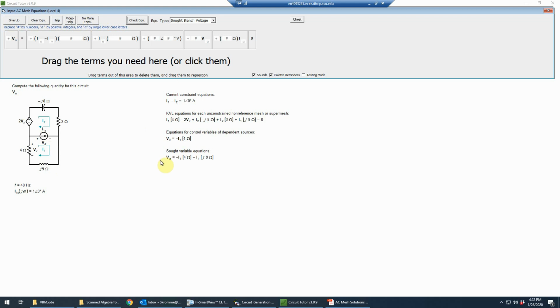And we can always check to make sure we have the right number of equations. We have 2 unknowns here, but actually 3, because there's also a control variable. So it's actually I1, I2, and Vx. So we need 3 equations to solve for those 3 unknowns. And here we have 1, 2, 3, neglecting the slot variable equation, which I'm treating separately. So that would be sufficient. So now I can click No More Equations.